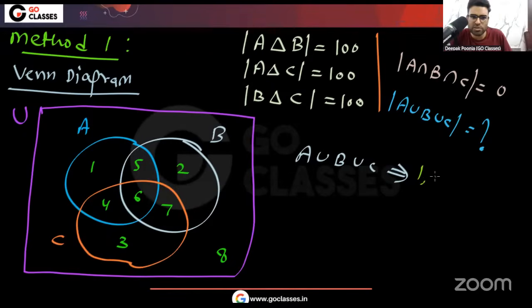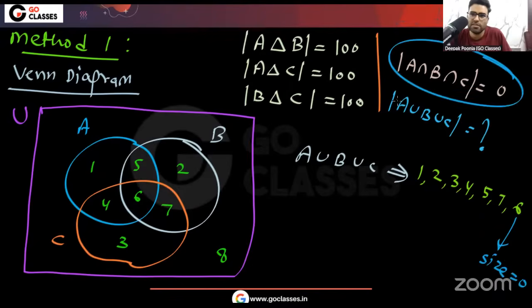In the A union B union C, we have area 1, 2, 3, 4, 5, 7, 6. Is this clear? And notice, already the question is saying that this is your area 6, and the size of area 6 is 0.